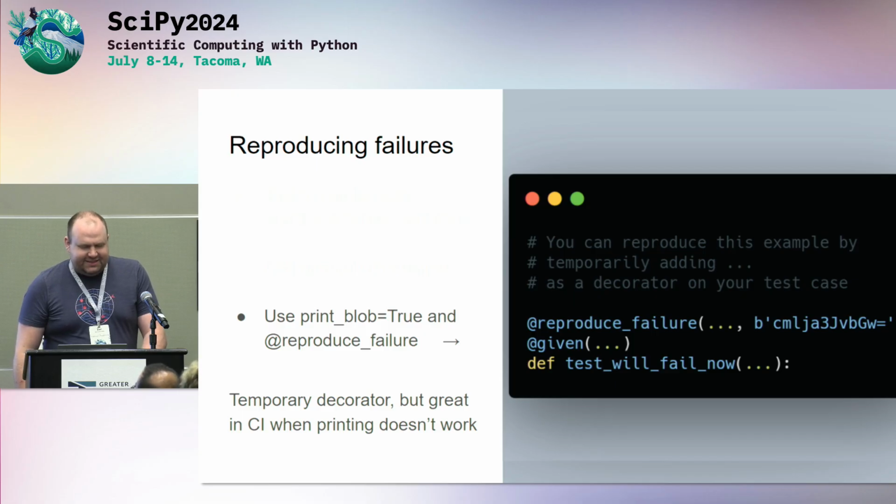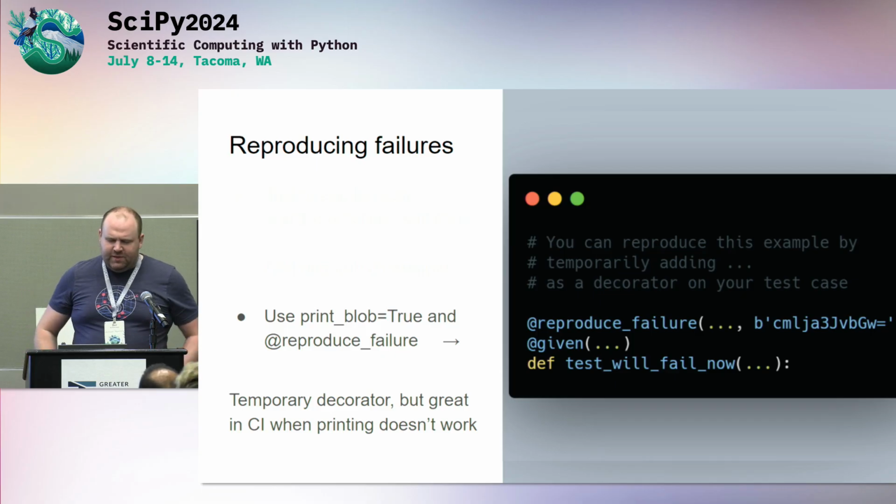For use in CI, where things are cursed and wrappers don't always make sense, we also have this print_blob setting, which defaults true in CI, based on the environment variables we observe. It will give you an @reproduce_failure decorator, which basically just puts part of that database inline in your code. So this is like an ugly temporary thing, but it's really useful to get something to replay so that you can reproduce whatever happened in CI locally.